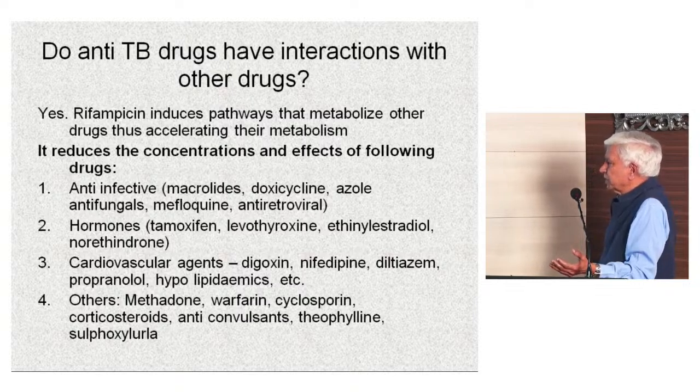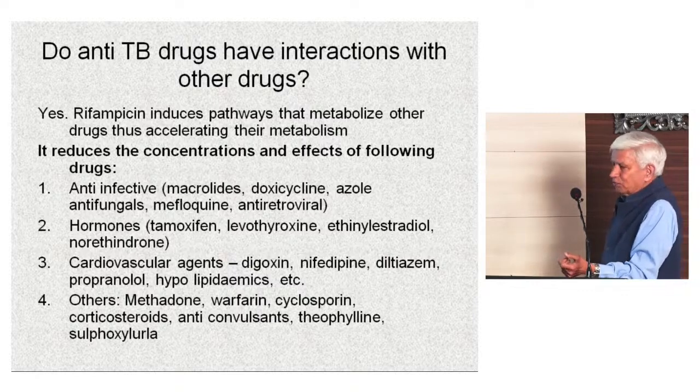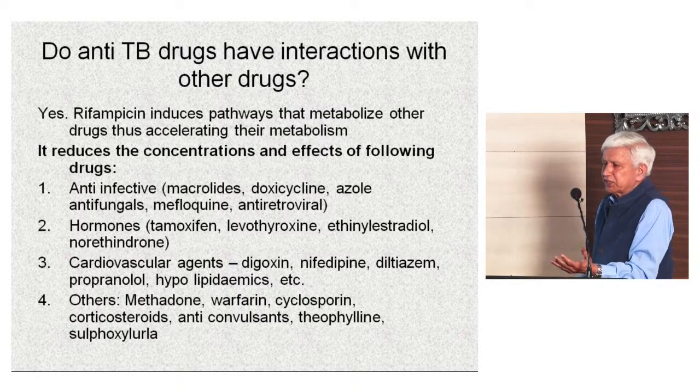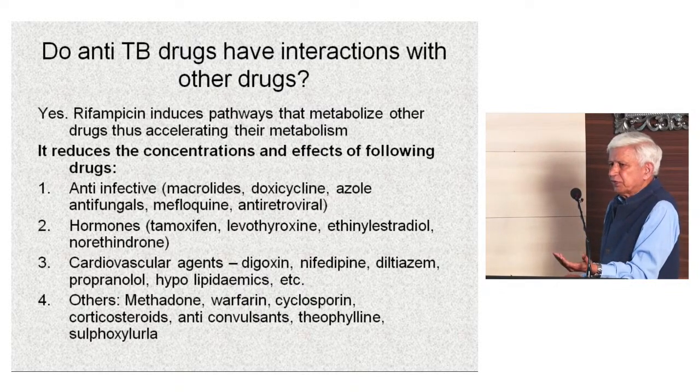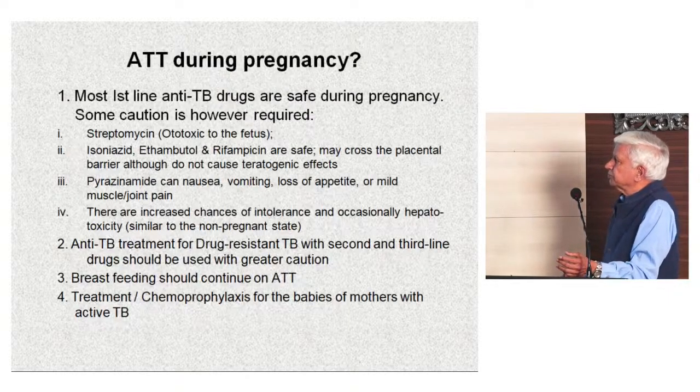Similarly, cardiovascular agents like digoxin, and again the anticoagulants in particular, you see, the same problem. If a patient with IHD is on anticoagulants and you give rifamycin for tuberculosis, and you don't increase the dose, you may face problems.